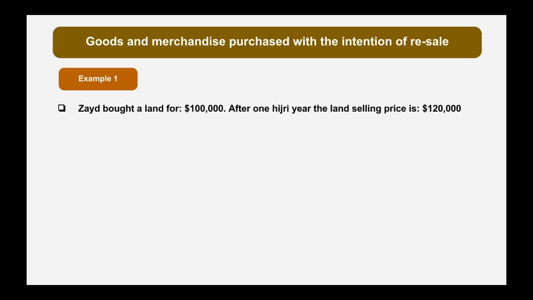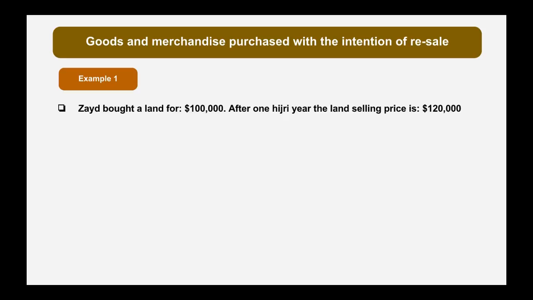Here we have Zayd, who bought a land for $100,000, and after 1 Hijri year the land selling price is $120,000. When Zaid bought the land, he had the intention to resell it. So he was waiting on it, and whenever the price goes up, he would resell it. Alright, so after 1 Hijri year, the price of the land went up to $120,000.